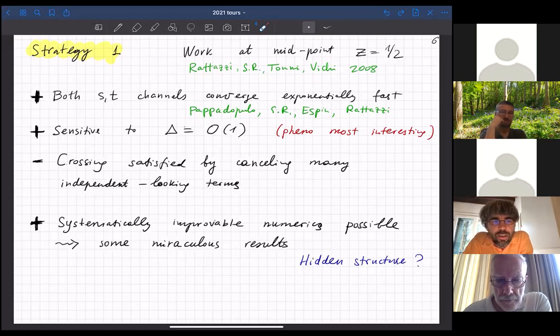This strategy has several advantages and disadvantages. Because both channels converge exponentially fast in this regime, you are going to be sensitive to operators with small scaling dimension, because the contributions of operators of large scaling dimension will be exponentially suppressed around this point. So yeah, you will not have very good sensitivity to those operators of your conformal field theory.